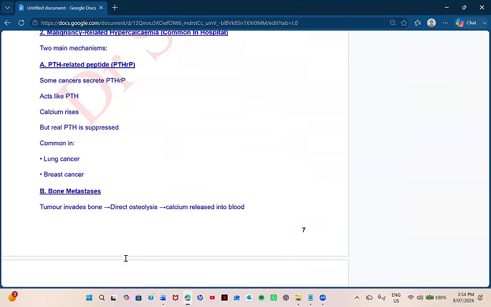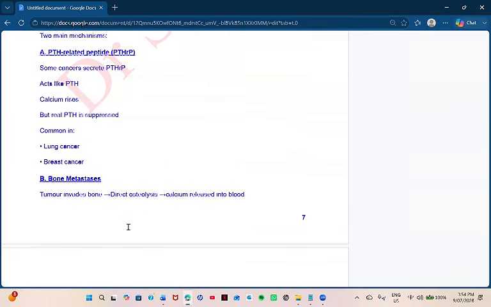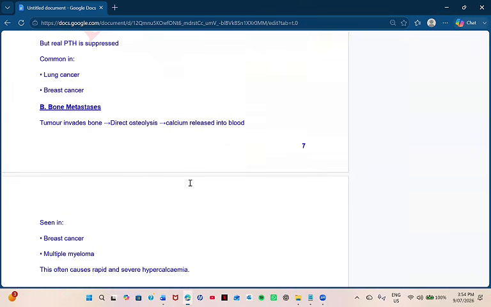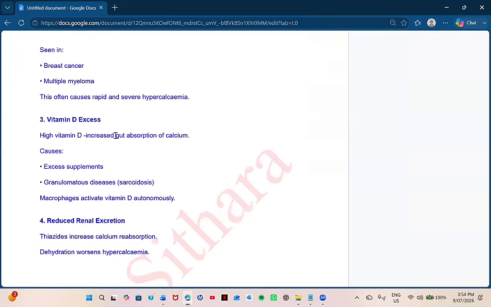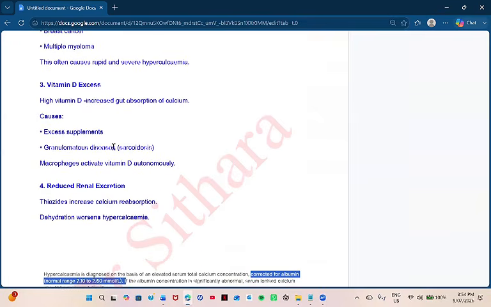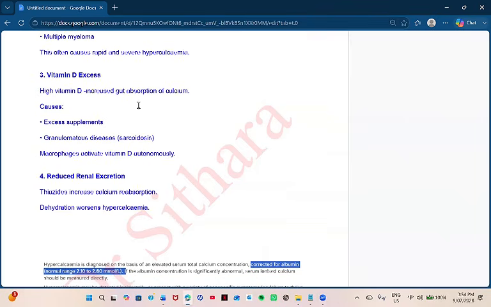And other than that, since there's a cancer present, bone metastasis can be present. Because of that, direct osteolysis can be seen. That also can increase hypercalcemia, right? Then other features like vitamin D excess. Vitamin D excess means increased gut absorption of calcium, right? Vitamin D excess means a higher level of vitamin D activated by parathyroid hormone, and it can increase the gut absorption, right?